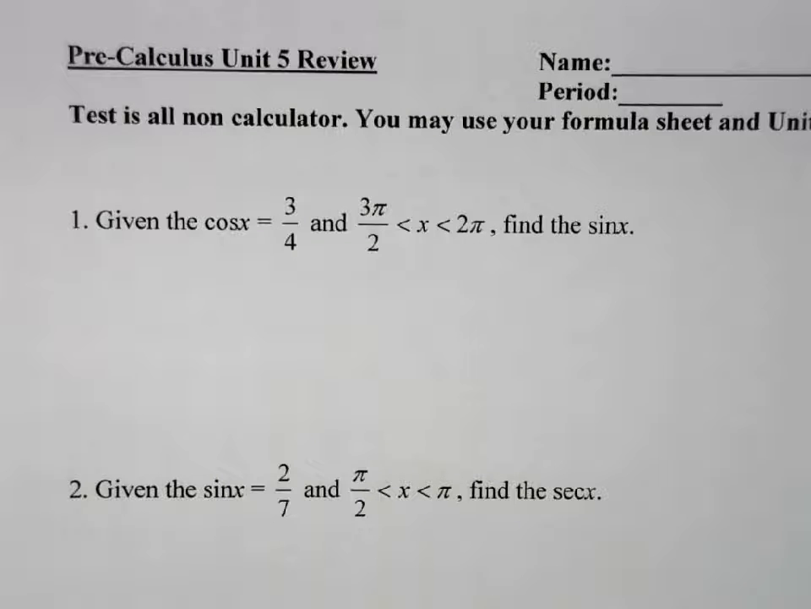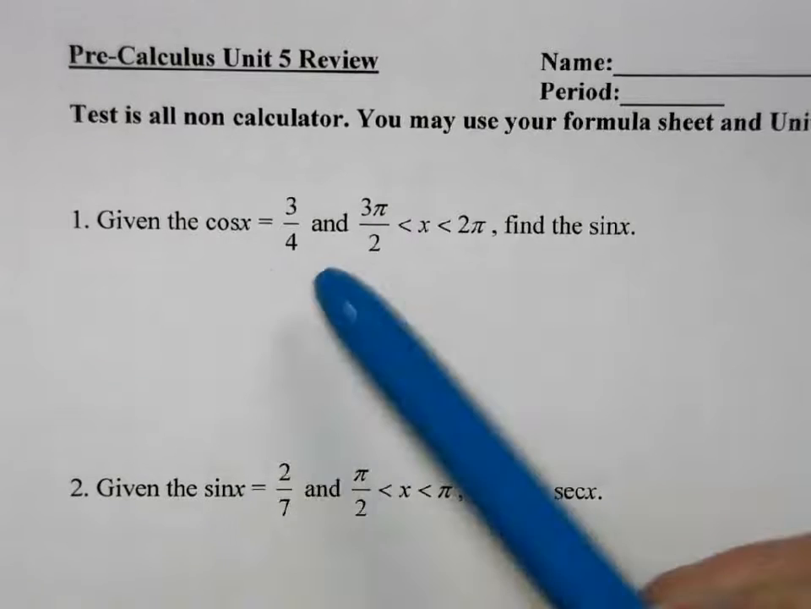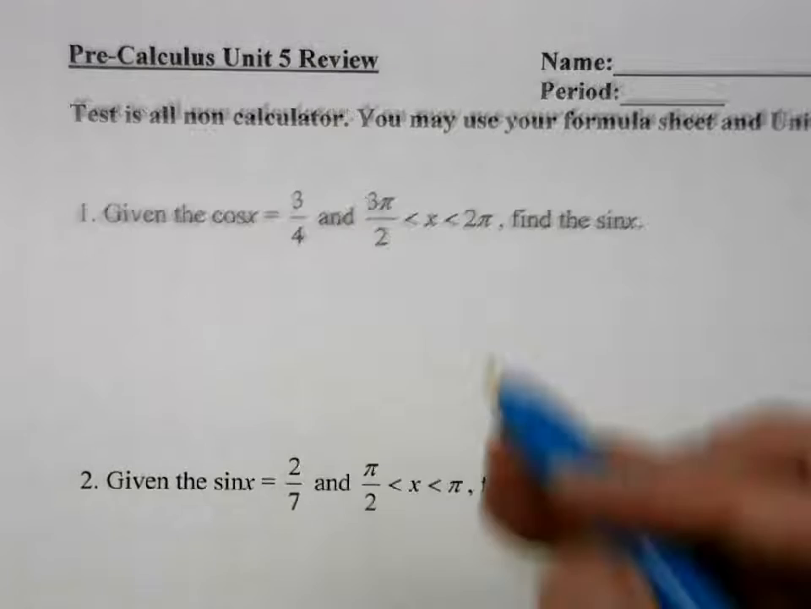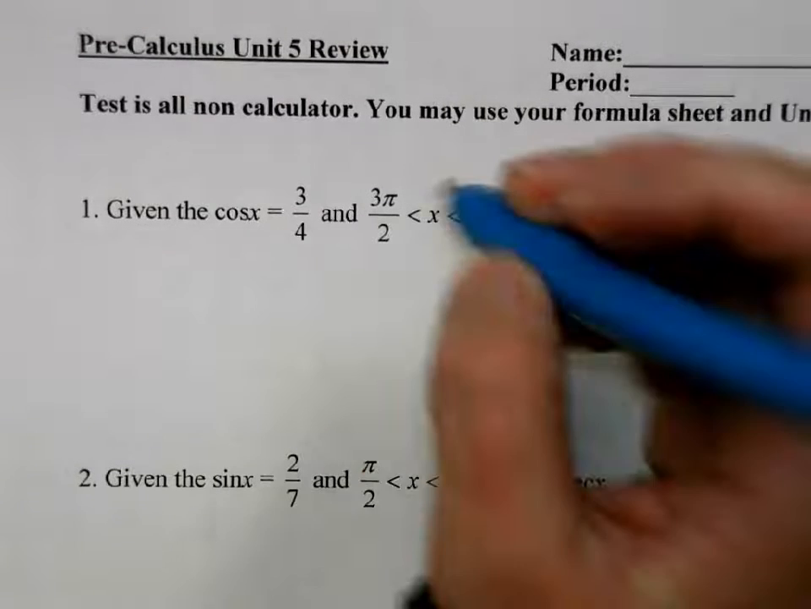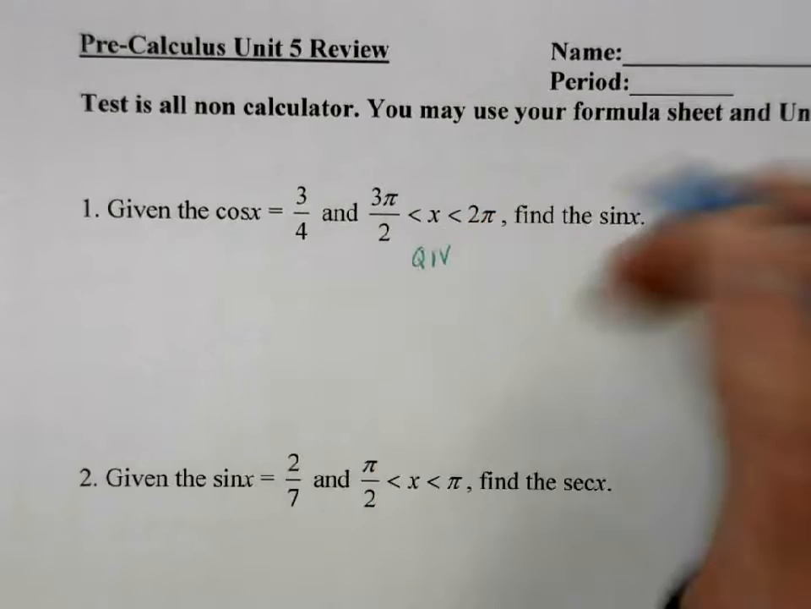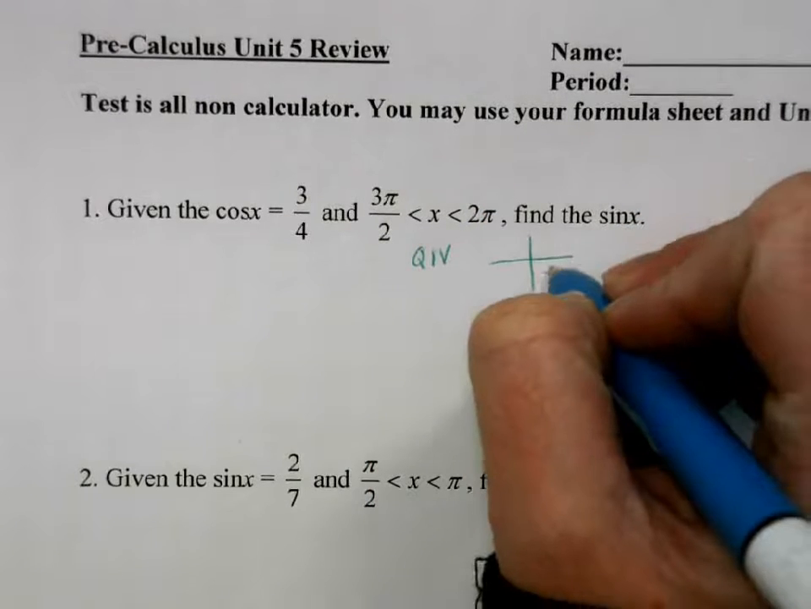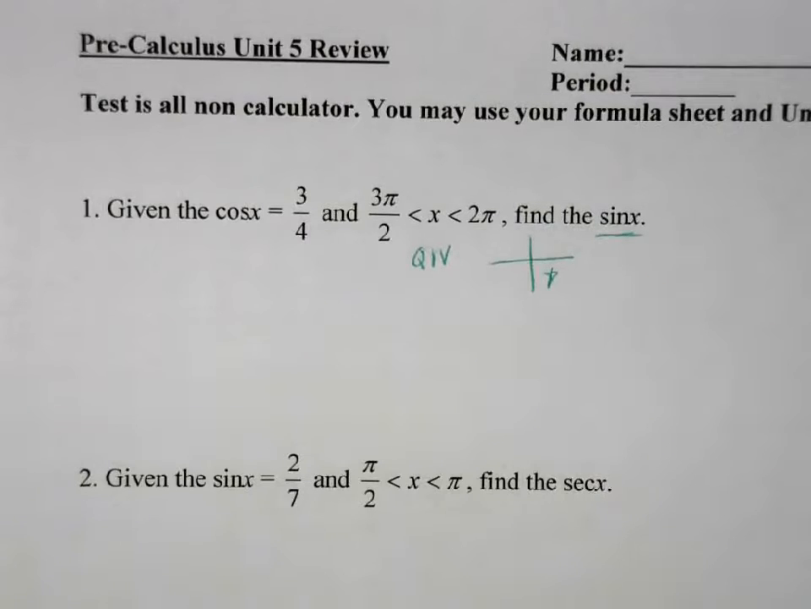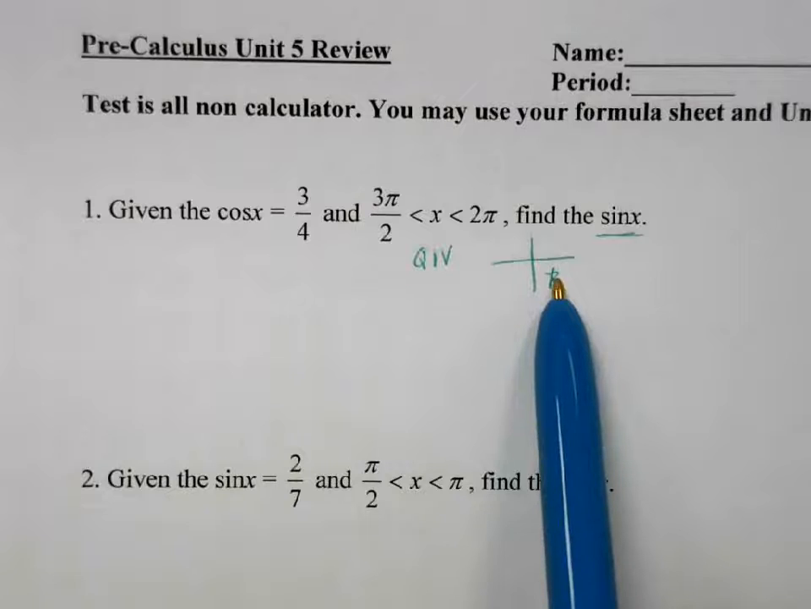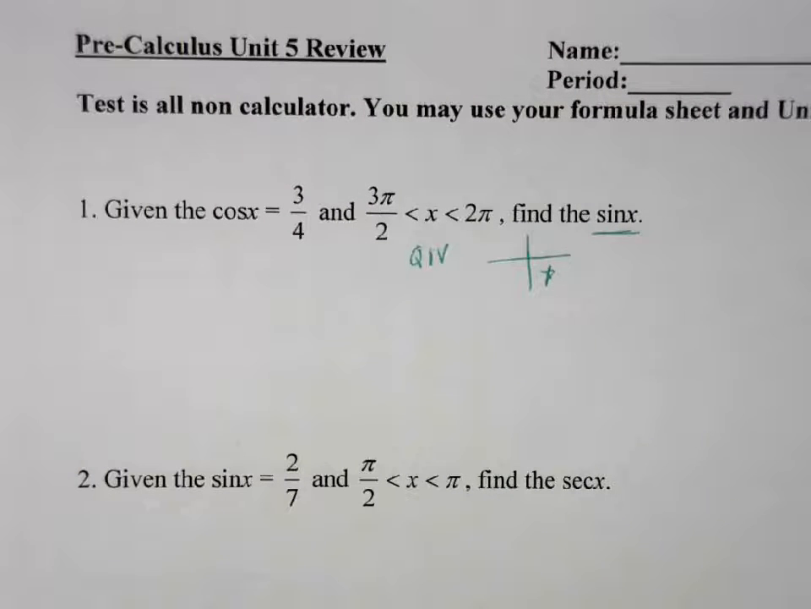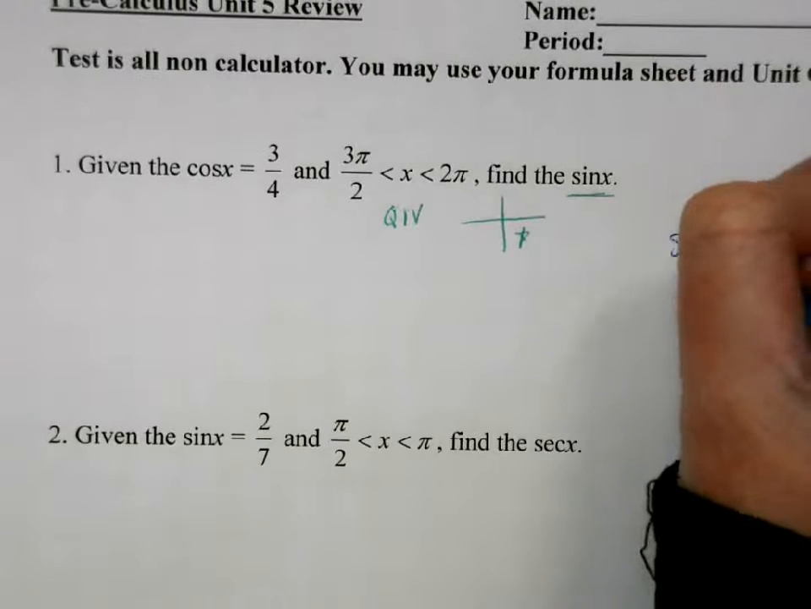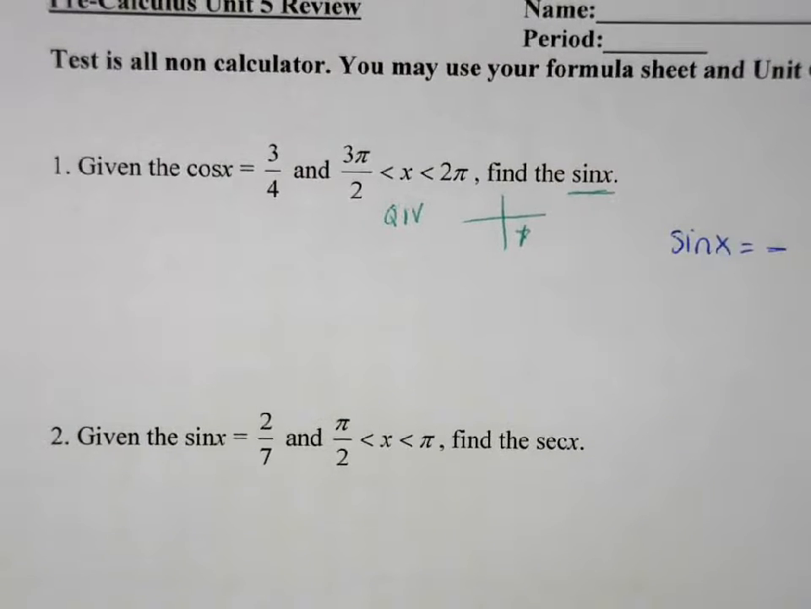Okay, so this first problem, given that cosine of x is 3/4 and x is in between 3 pi over 2 and 2 pi, which means it's going to be in the fourth quadrant. Okay, so in the fourth quadrant here, we're trying to find sine. What that piece of information is going to be used to find is whether it's positive or negative. So in this case, sine is going to be negative. Okay, so I'll put a negative there.